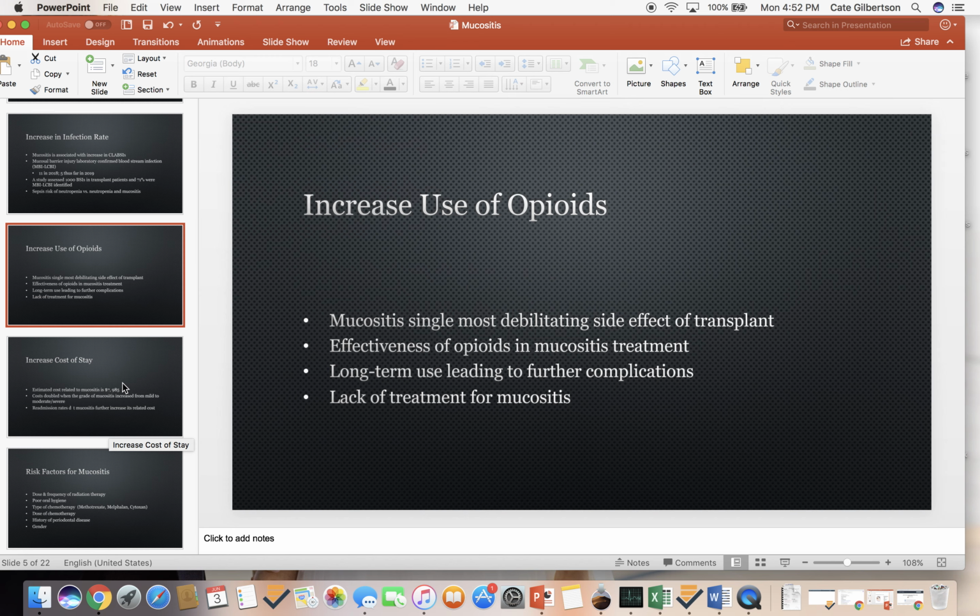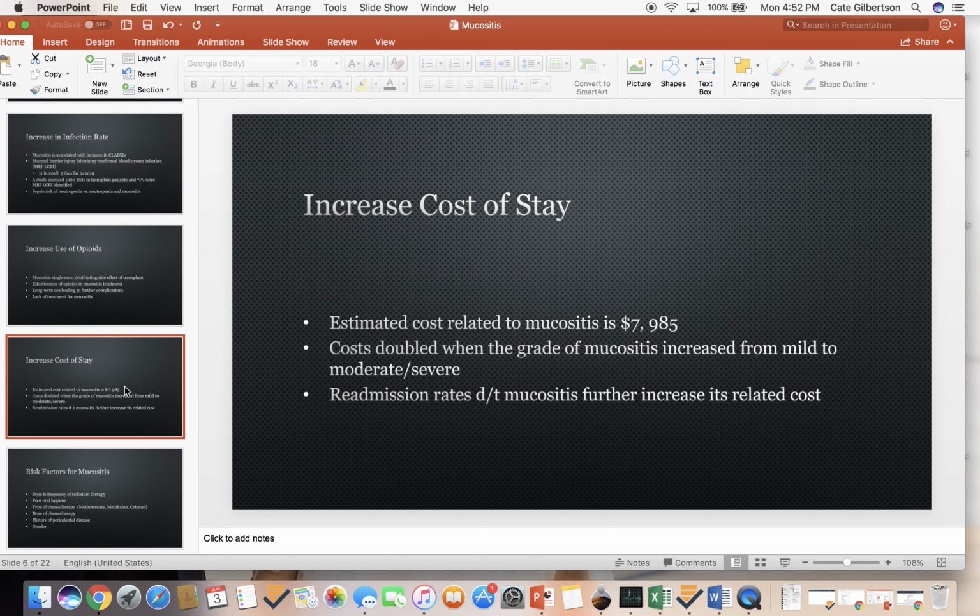Long-term use of opioids, as we know, can lead to further complications, and then, as we touched on, there's just a lack of treatment. So this isn't a treatment modality, but it kind of helps to mask the side effects of mucositis.